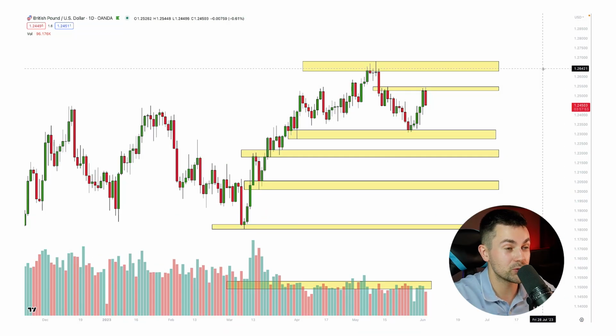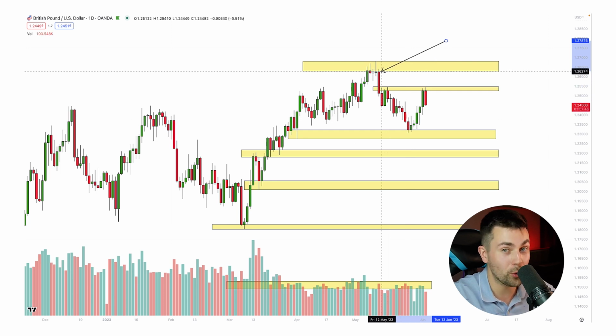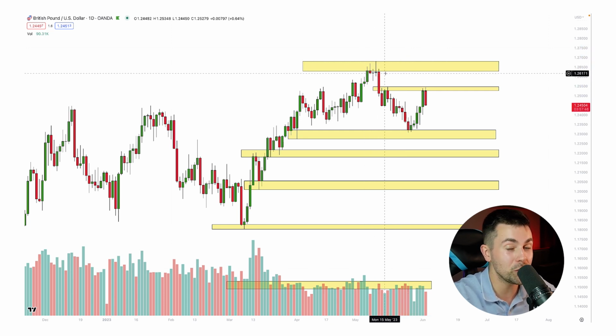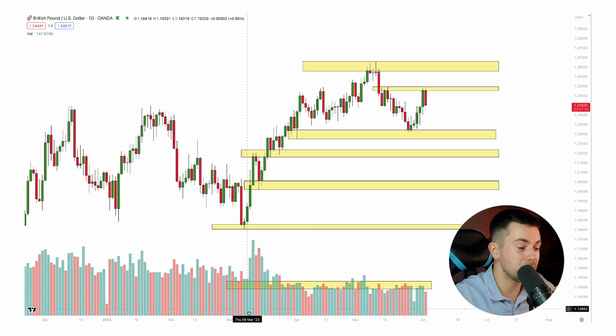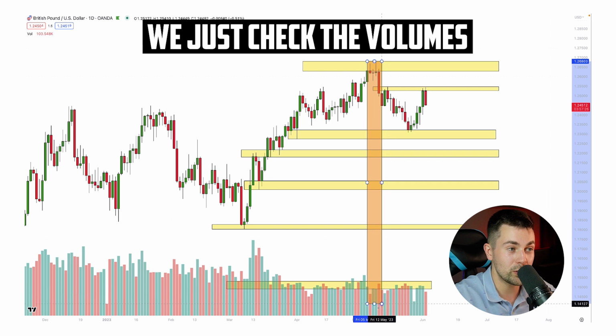Let's analyze our first resistance. That was the resistance from where just recently the market dropped, and let's analyze the volume activity within that structure. In order to do that, we take the candles that were formed within that area, within that resistance. So here will be our first candle, and here will be our last candle. And what we do, we just check the volumes there.